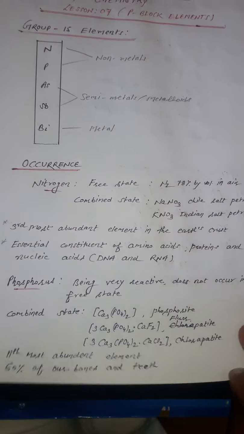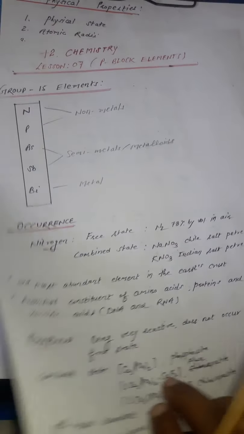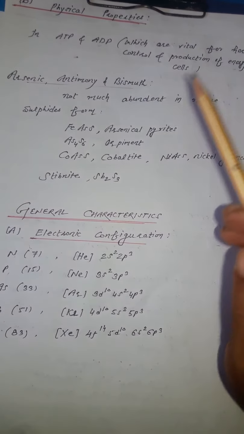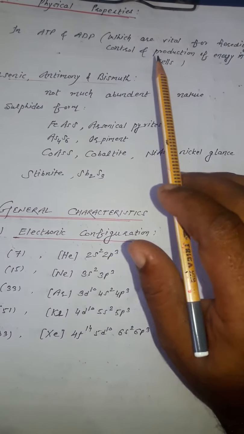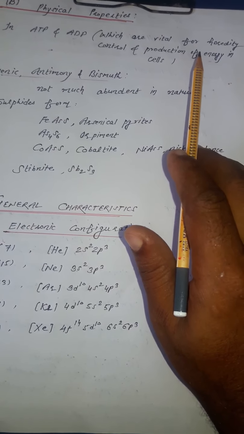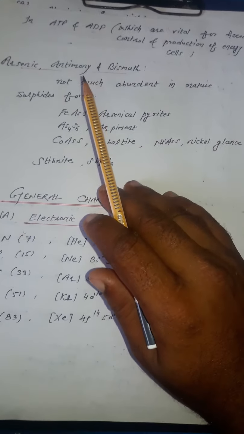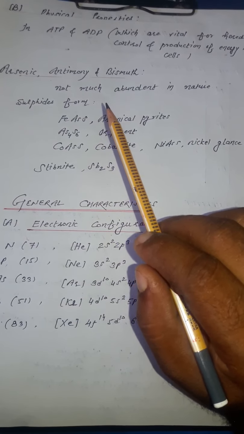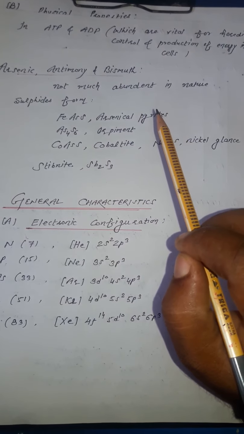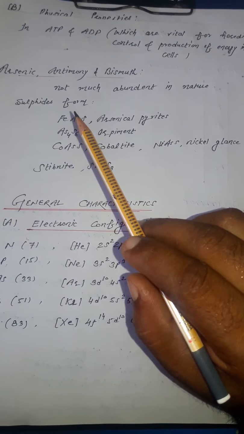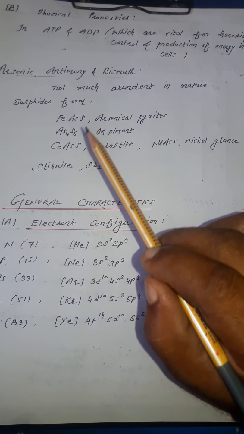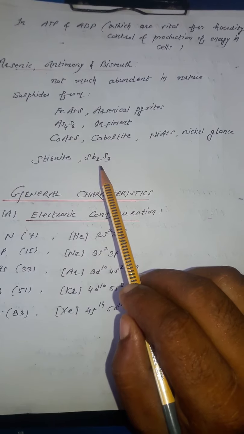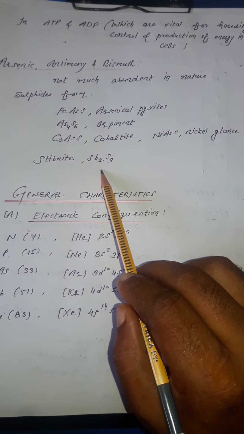After the occurrence of these two elements, the next elements are arsenic, antimony and bismuth. ATP and ADP also show the presence of nitrogen and phosphorus. These three elements, arsenic, antimony and bismuth, are not so abundant in nature. Mostly they are found in sulfide forms, and these are the sulfide forms. And this is a sulfide form of antimony.